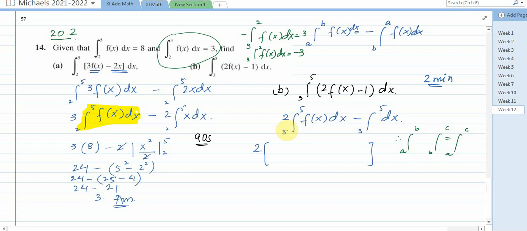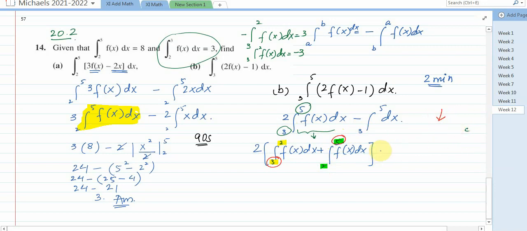Alright, now we need from 3 to 5, so the path I'm going to choose here is, first we need to go from 3 to 2 f of x dx, and then from 2 to 5 f of x dx. So this part is from 3 to 2, and then from 2 to 5. So ultimately we have gone from 3 to 5, using the same property which we had discussed here. Alright, now again continue with the question.